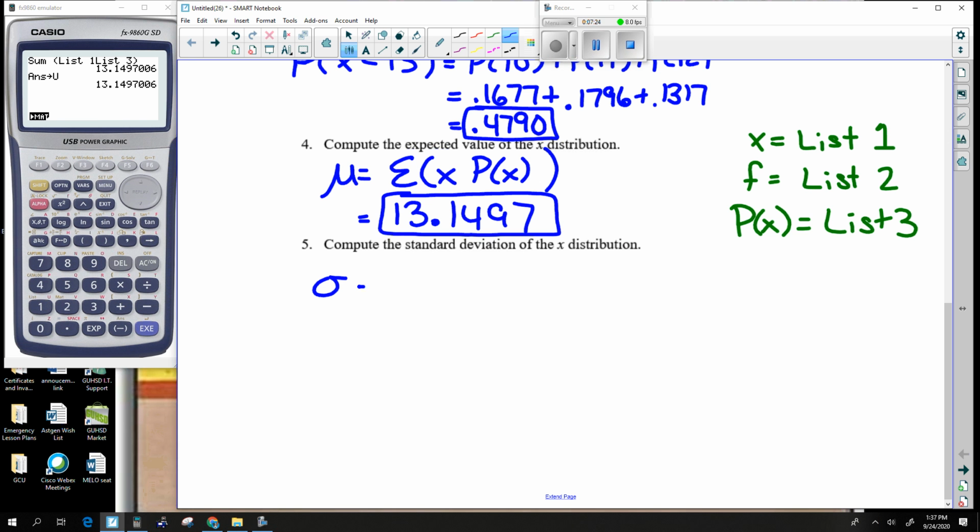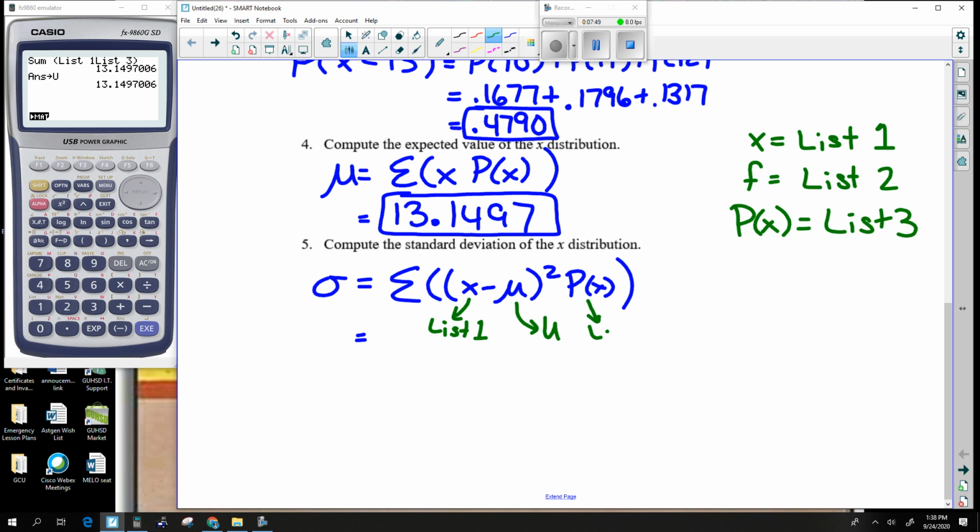And then I can go to my standard deviation, which is sigma. And again, now that I stored that mu as the letter u, I have all these things represented. So again, x is list 1, mu is the letter u, px is list 3.